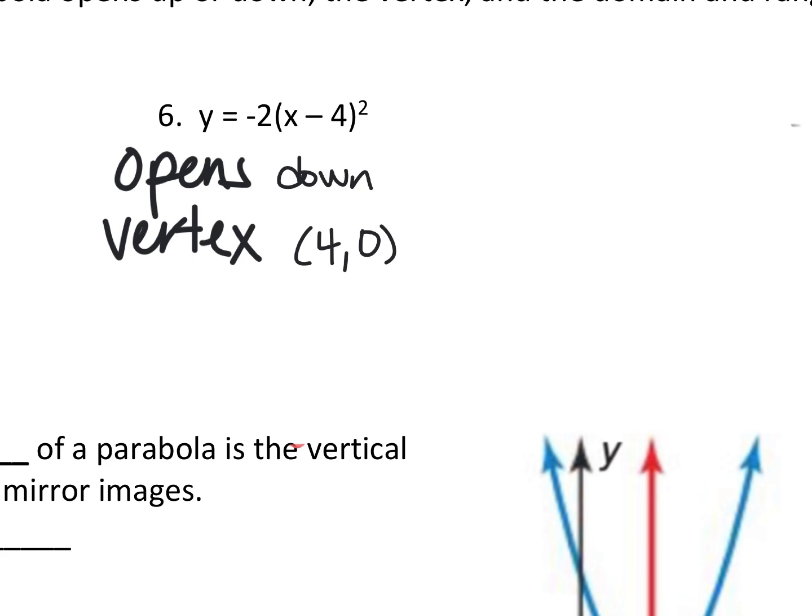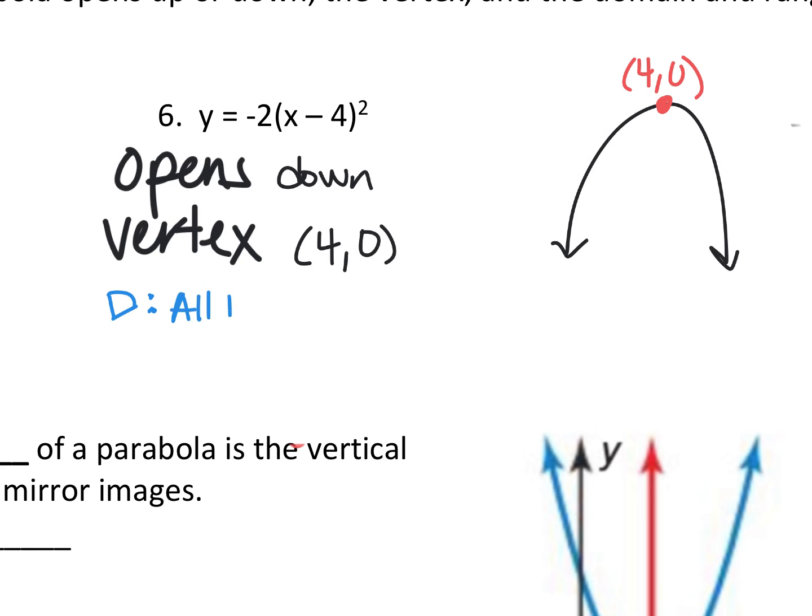So draw you a little picture. Oh, he's so cute. Sad face though. So he's opening down, and then you have a vertex at the top. This time, the domain is the same. What's my domain? All real numbers. Or if you prefer to say this, you can say -infinity to +infinity.